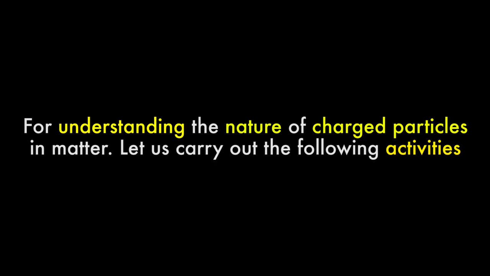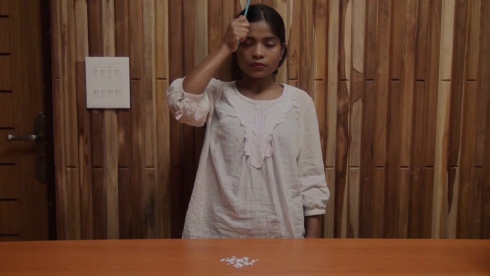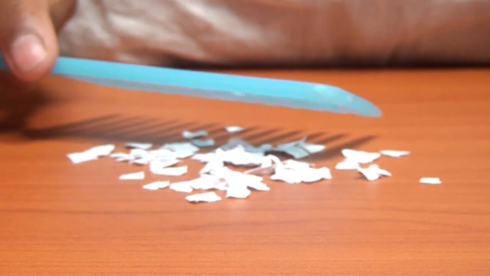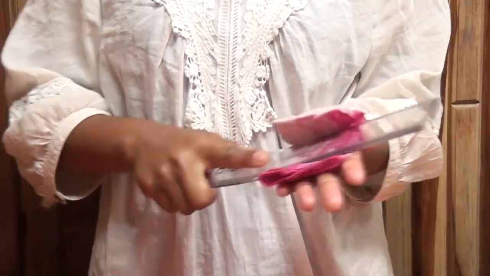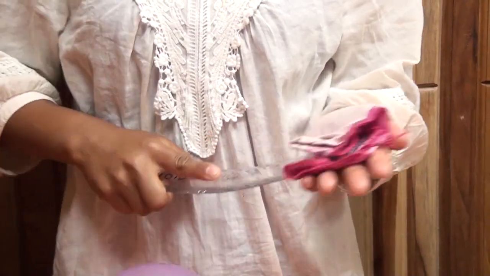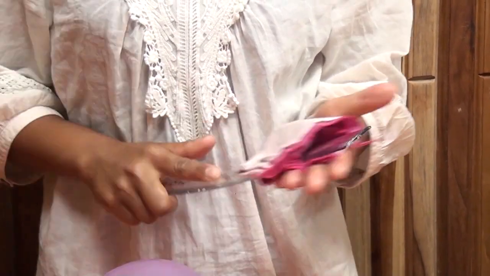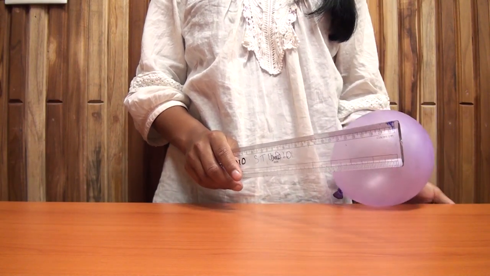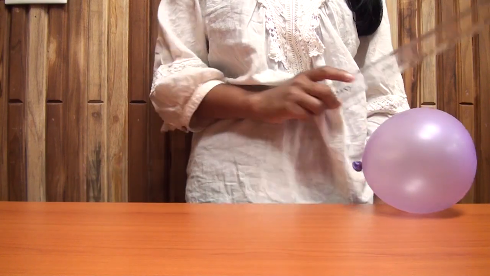Charged particles in matter. For understanding the nature of charged particles in matter, let us carry out the following activities. Comb dry hair. Does the comb then attract small pieces of paper? Rub a glass rod with a silk cloth and bring the rod near an inflated balloon. Observe what happens. From these activities, we can conclude that on rubbing two objects together, they become electrically charged.